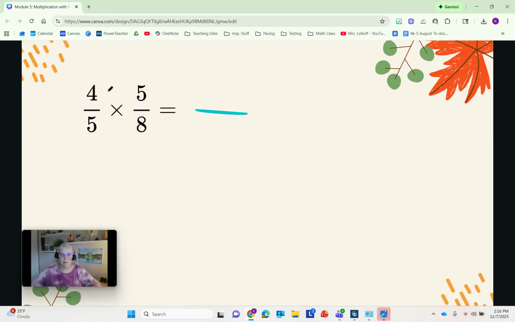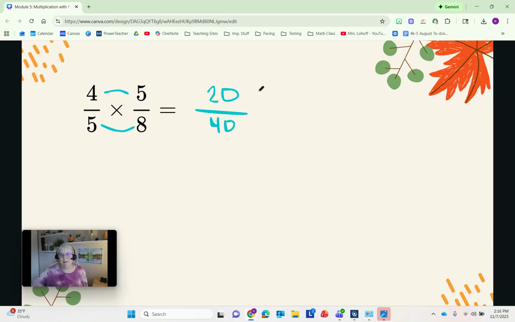We're going to multiply the top numbers. 4 times 5 is 20. And we're going to multiply the bottom numbers. 5 times 8 is 40. Now we have our answer, 20 over 40. However, we have to make sure we write it in simplest form.